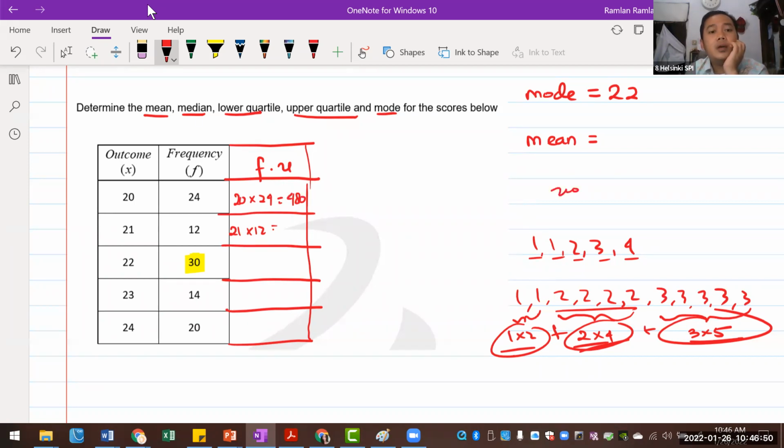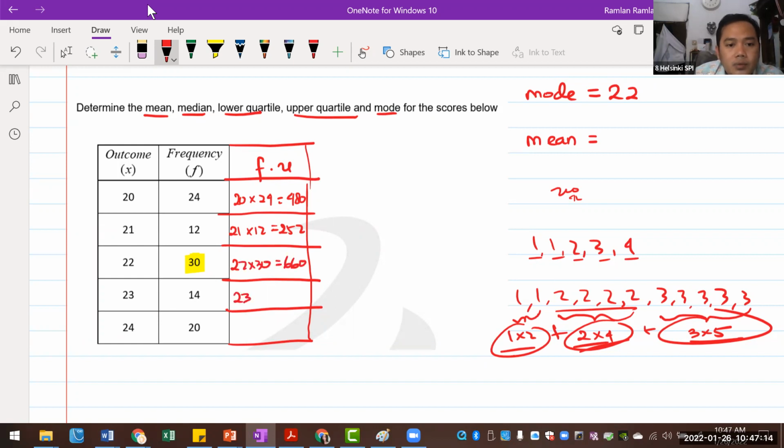210 plus 42, it's 252. Correct me if I'm wrong, guys. Okay, wait. And then the next one is 22 times 30. That will be 660, right?